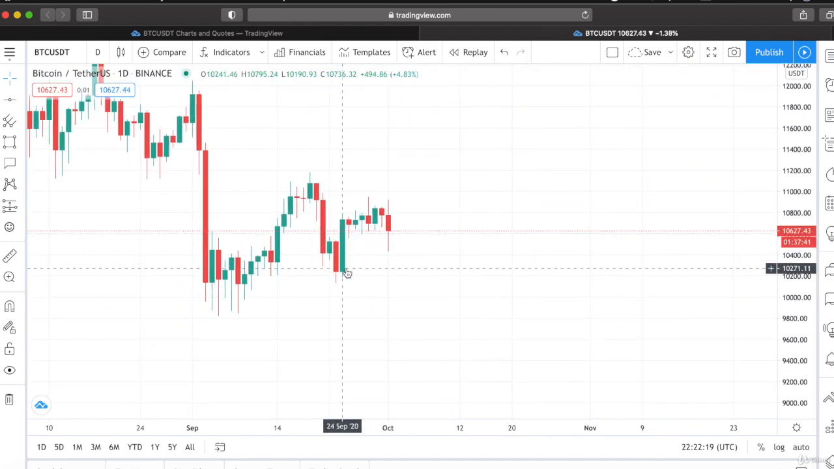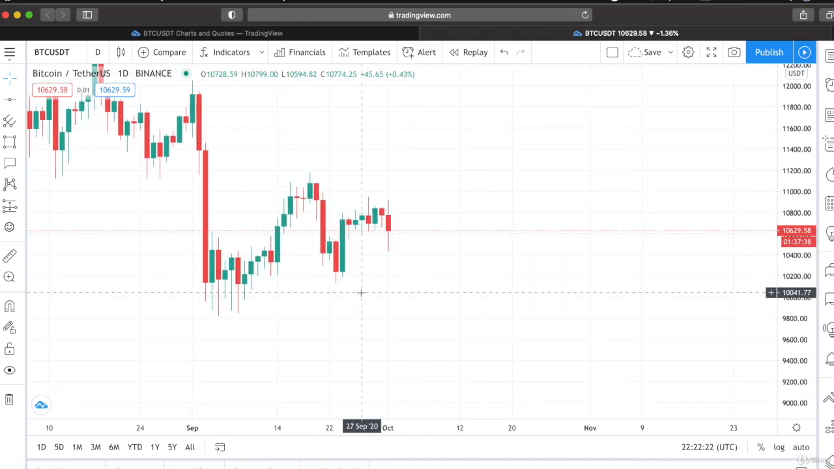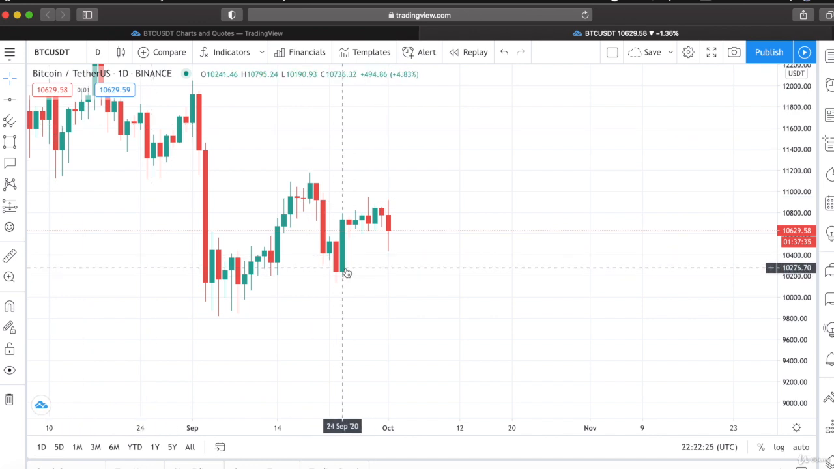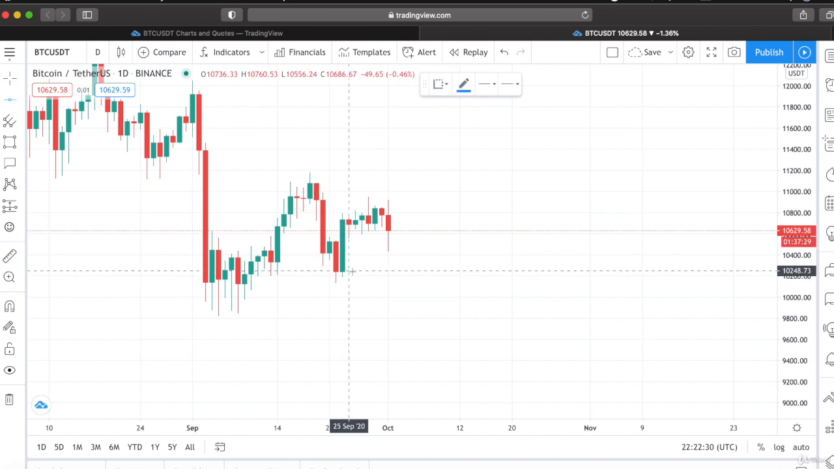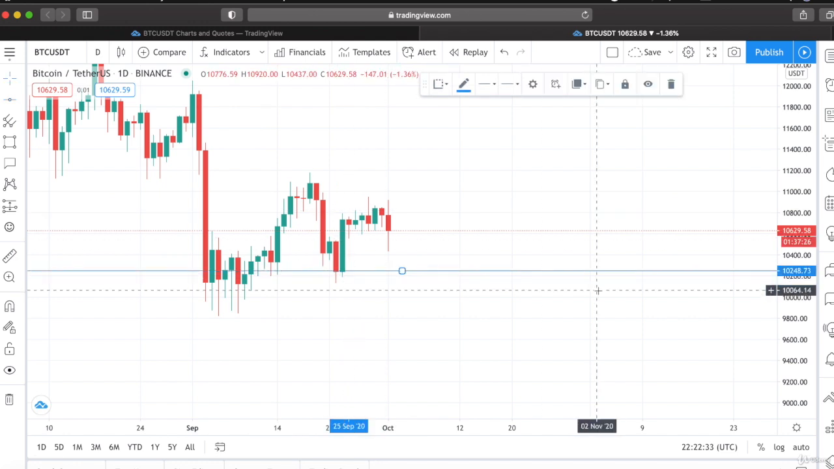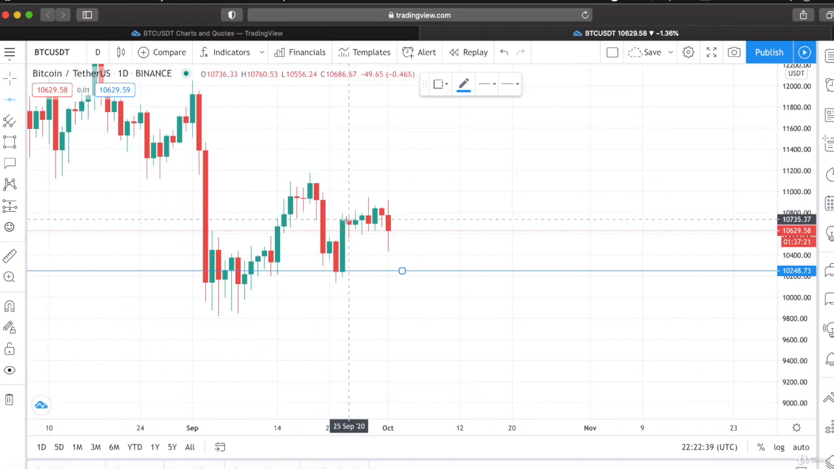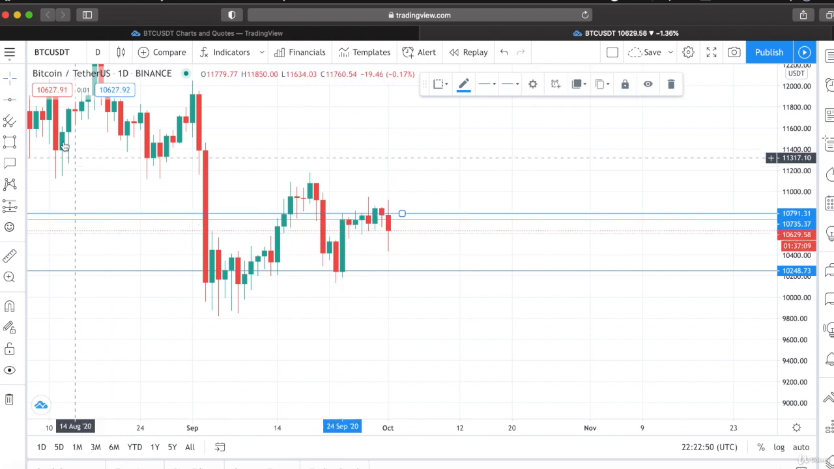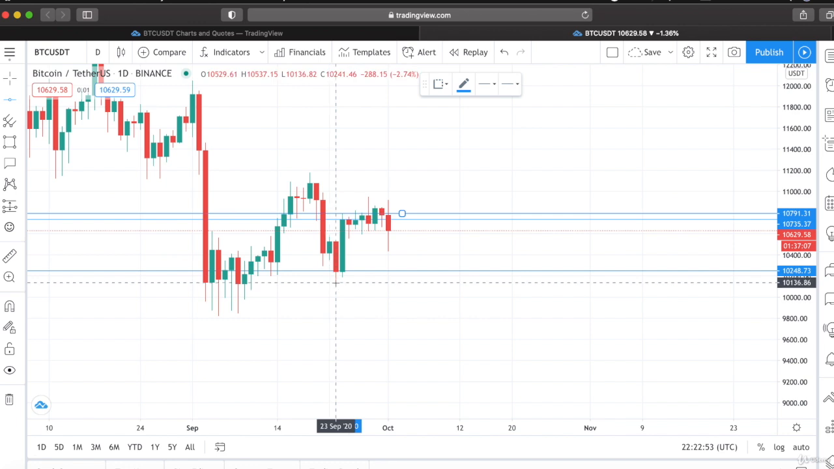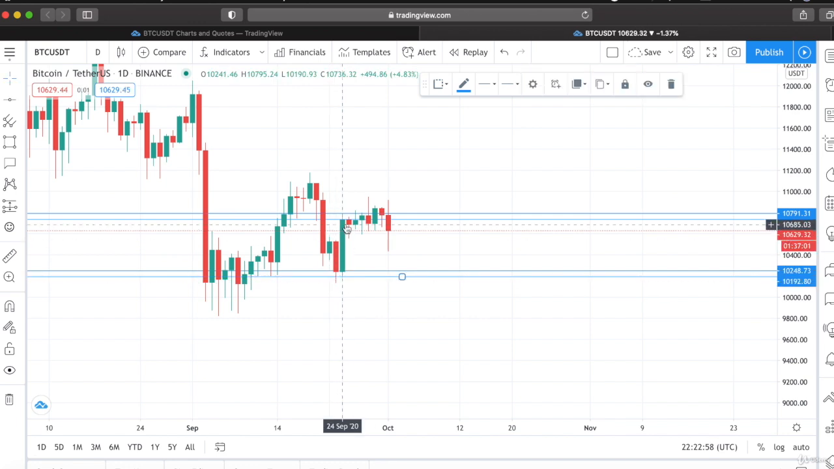Now this one, as you can see, this green candle, is the bullish candlestick. On 24 September 2020, the opening price of Bitcoin was $10,248. This was the closing price of Bitcoin at $10,735. And this wick was the highest, at around 10,791. And the lowest price on this day was at 10,192. This is the bullish candlestick.